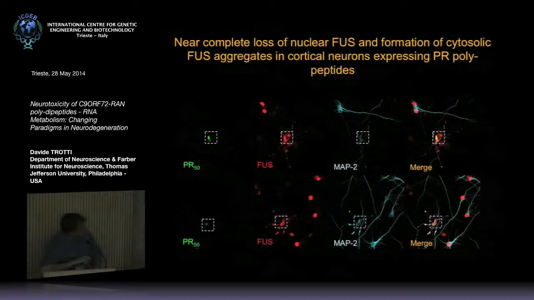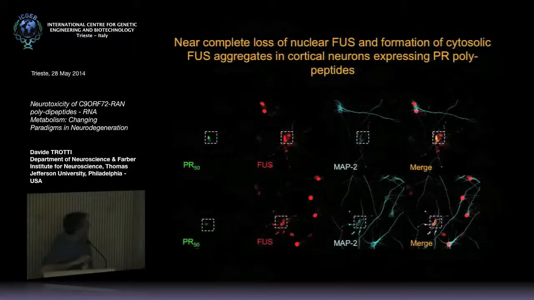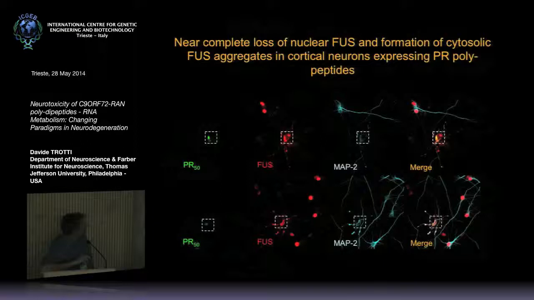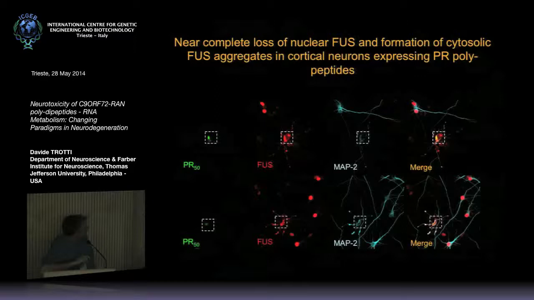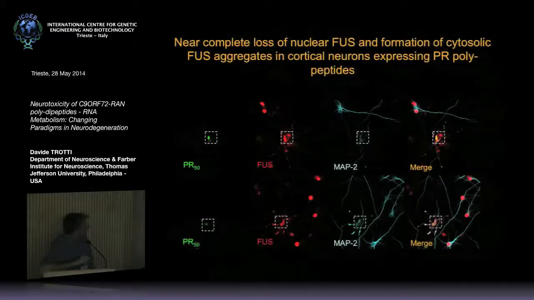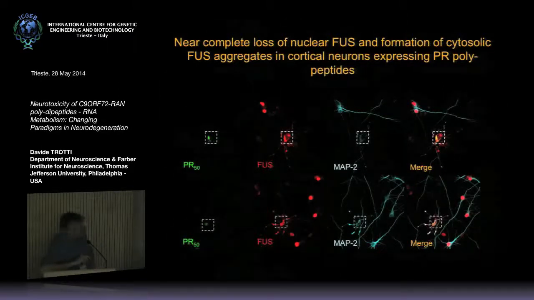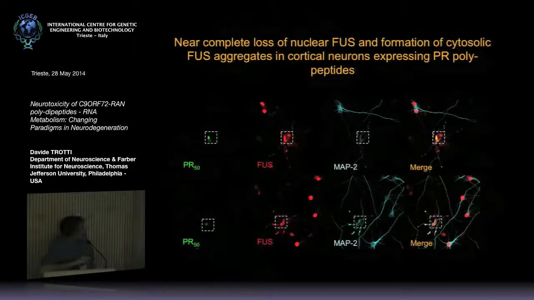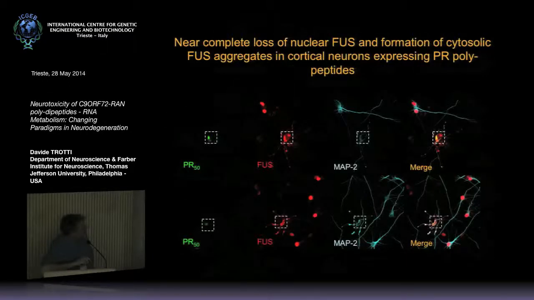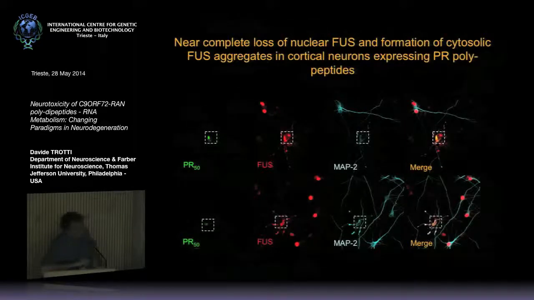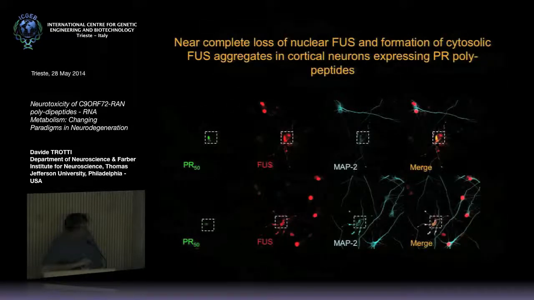Another interesting phenomenon that we show is that the PR aggregates promote a near complete loss of nuclear FUS. And this is shown here by this example. These neurons, one of them has PR50, and you can see that whereas the endogenous FUS is nicely localized and restrained in the nucleus, the PR50 neuron has a complete loss of nuclear FUS. It translocates into the cytosol, it aggregates there along the cell body, the cell soma, but also in the neurites. So it's another clear sign of cell stress response.